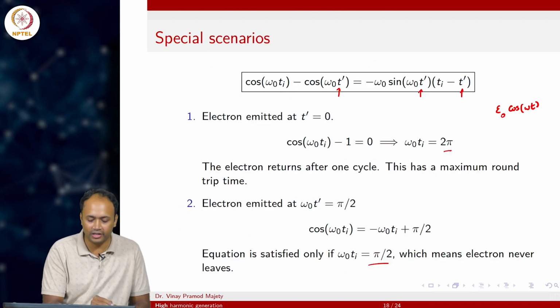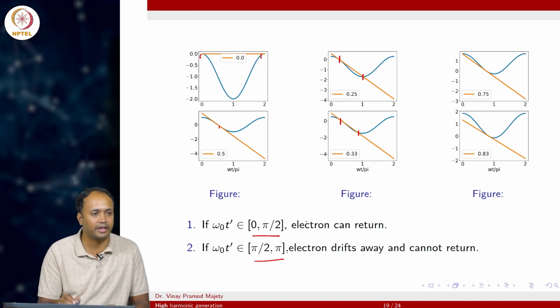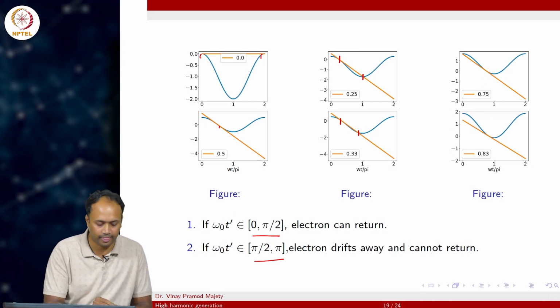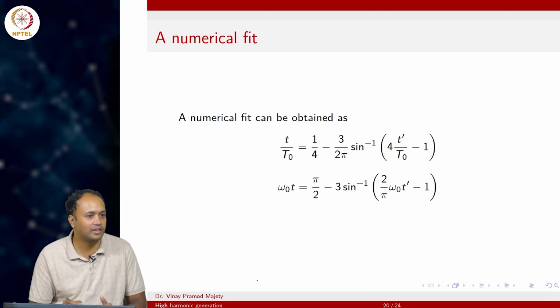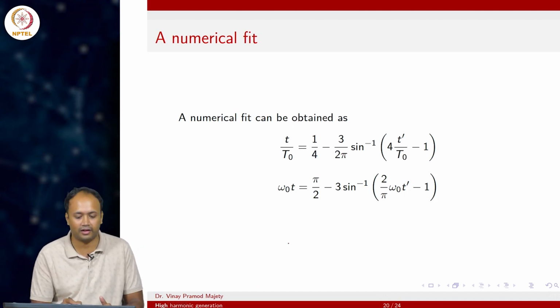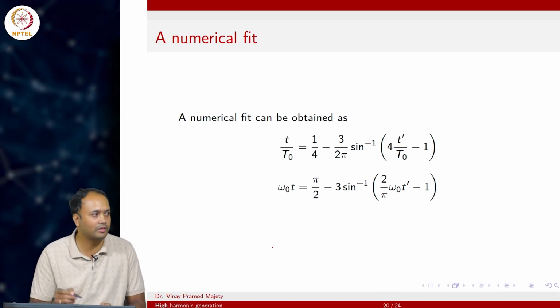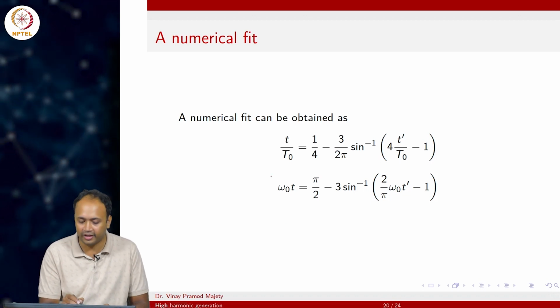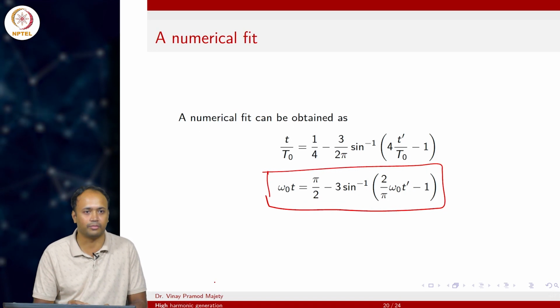So, if I want recollision, classical recollision, it would mean that I need omega naught t prime in between this. Now, it is possible to solve this transcendental equation, make a plot and then try to fit that to a function, and this fitting function is again taken from the reference book. You can write down a certain fit function which looks like this. Okay. This is for your information.